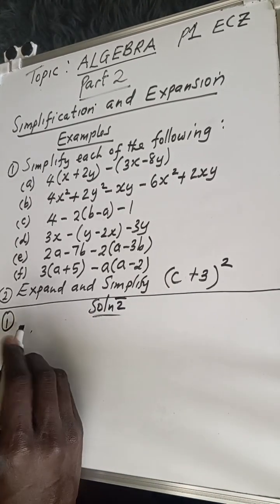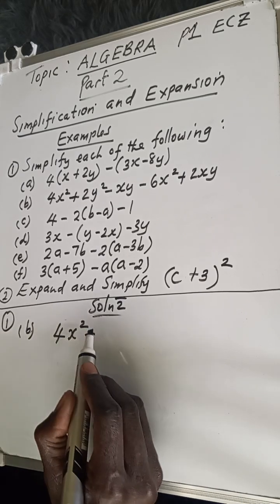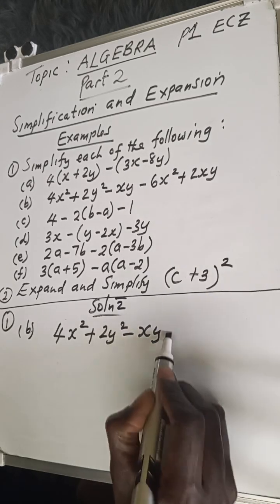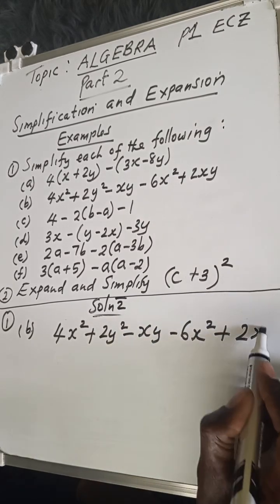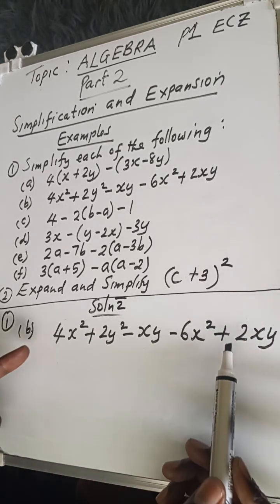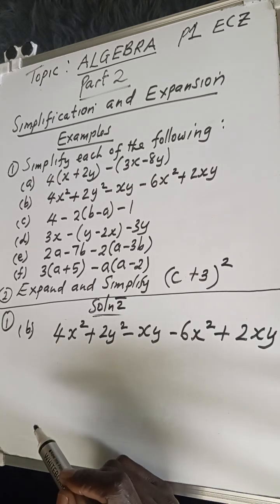The B part there says that, 4x squared plus 2y squared minus xy minus 16x squared plus 2xy. You can see again, there's no need of you expanding because there are no brackets. Therefore, you just collect the like terms in this one.